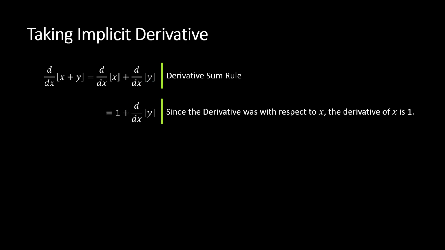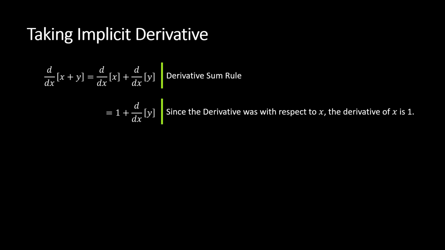Since the pieces match in that first part, this d over dx of x, I'm taking the derivative with respect to x of x. That tells me that I don't have to worry about any sort of prime notation. I just move along happily. So the derivative of x is just 1. That's it. I'm done with that term.